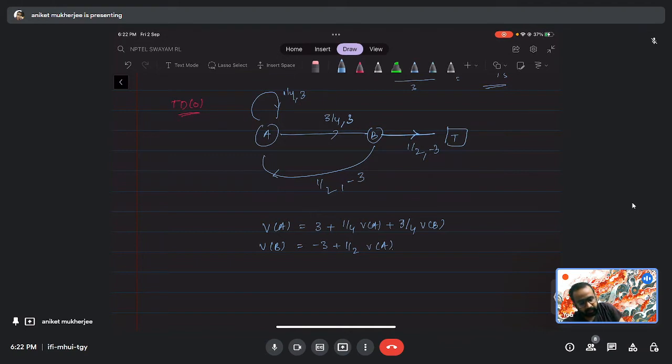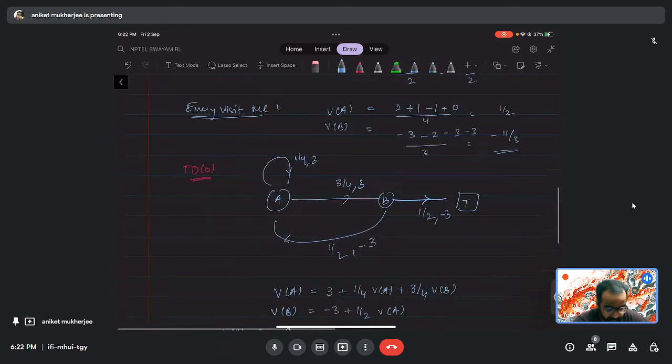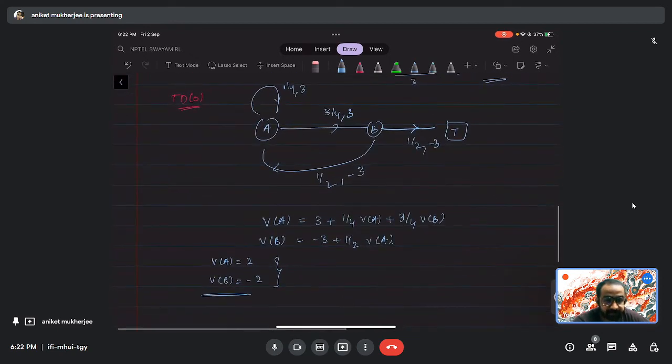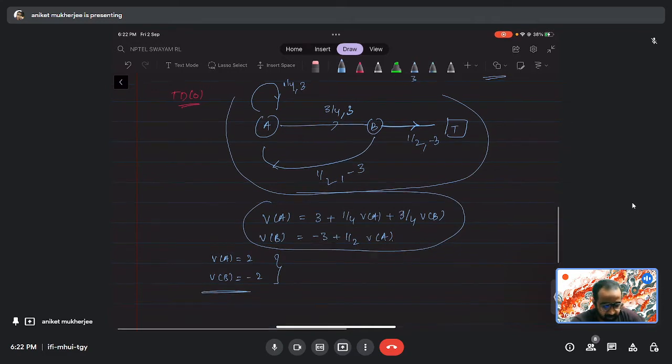If you solve this, you get VA equal to 2 and VB equal to minus 2. As you can see, these are completely different from first visit MC, every visit MC, and the TD zeros. Make your MDP, solve the Bellman equation. That is what you got.